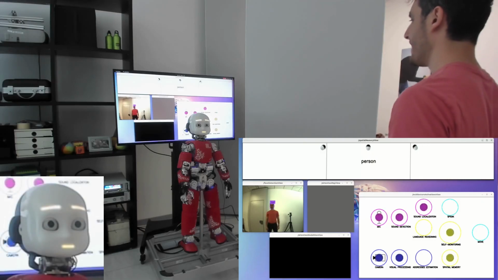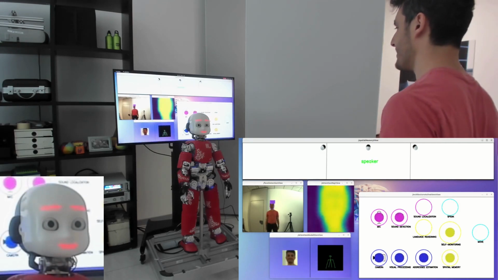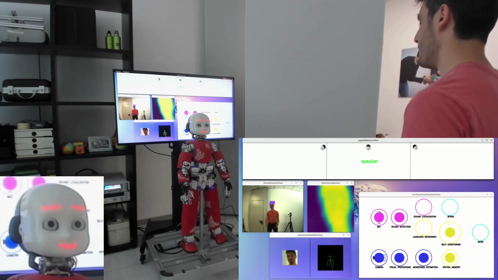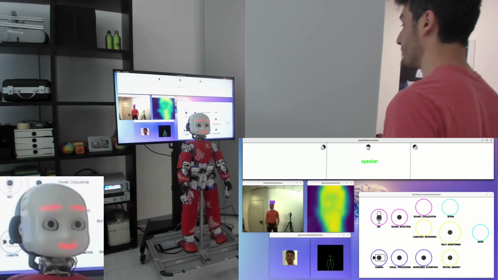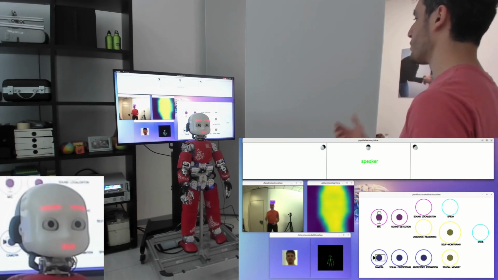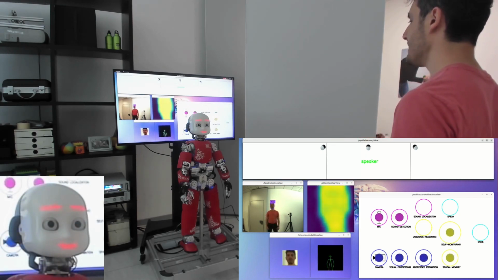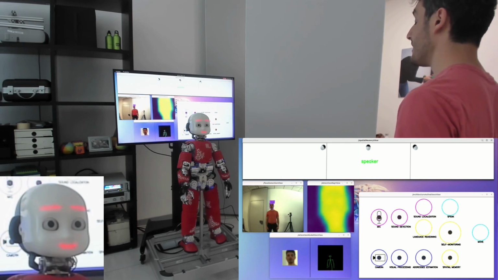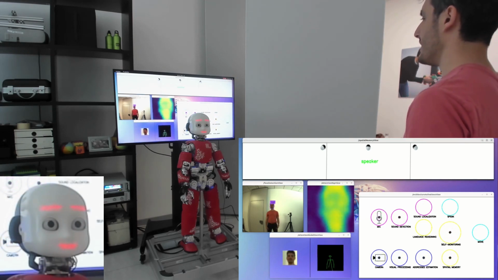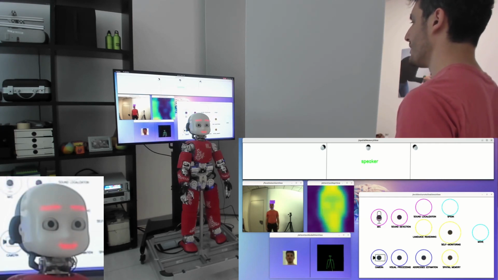Hello, iCub. We are here today to show people your abilities in multi-party conversation. Now, actually, we are just me and you, but while I'm talking, you are trying to understand from my nonverbal behavior if I'm talking to you or to someone on your right or on your left. And the screen behind you shows different windows that actually represent the different abilities you are using to do this.